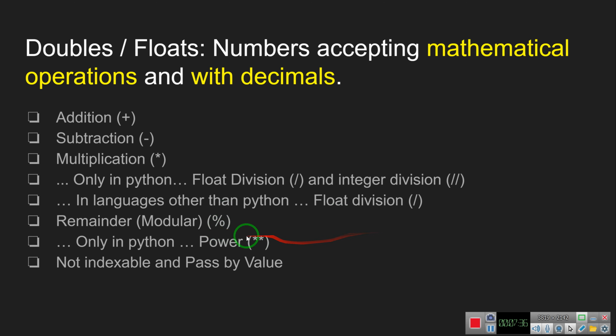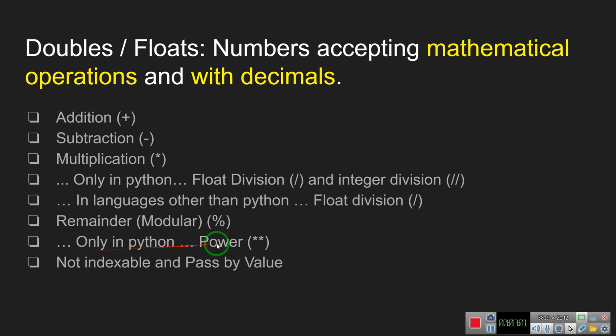And also for the remainder or modular, it gives 0, because when you divide 2 by 0.25, it gives you 8 and there is no remainder. But if you're doing 1 divided by 0.3, it gives you 0.333, so you have a 0.1 remainder.